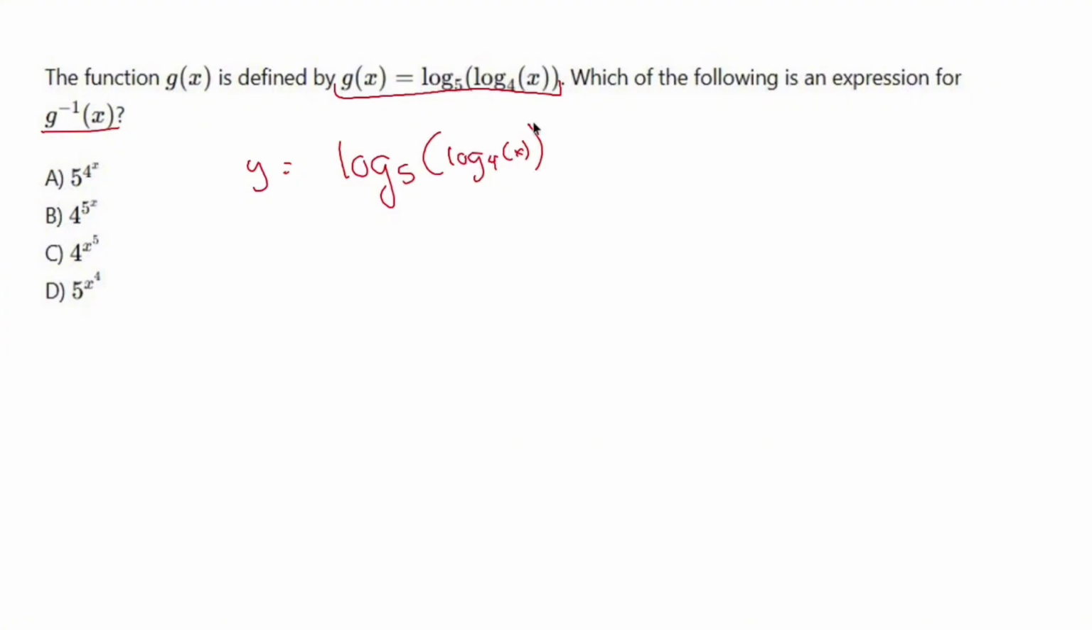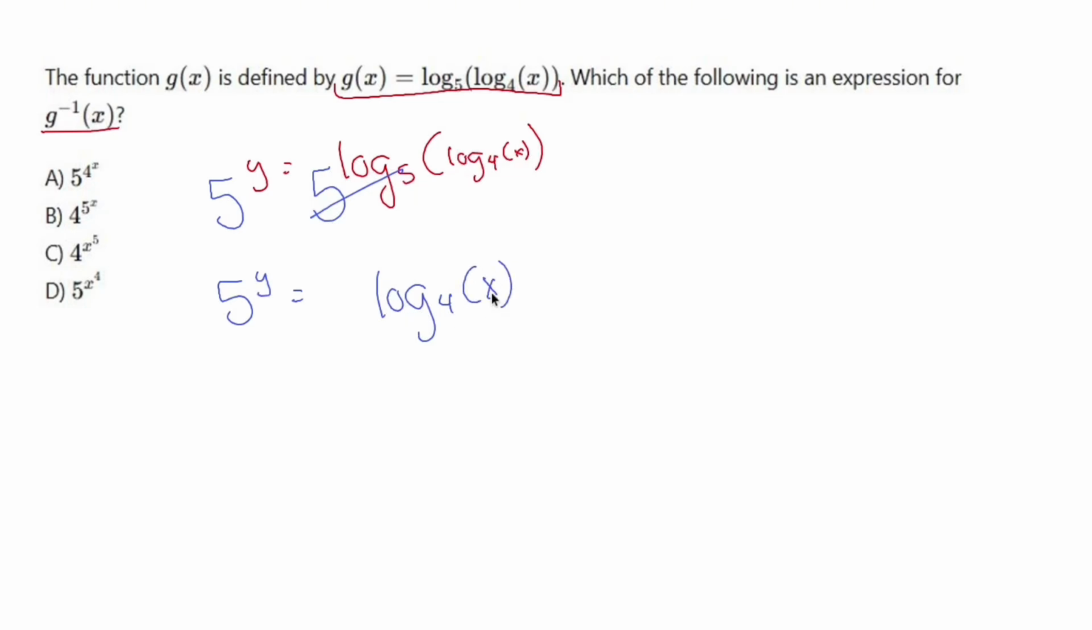Now I need to get rid of both of these logs. The way that I can get rid of a log is I notice the base and pretend both of these guys are exponents and take that base to these powers. What that allows me to do is 5, log base 5, cancels out. On the left I have 5 to the y, and on the right these are gone and I drop down log base 4 of x.